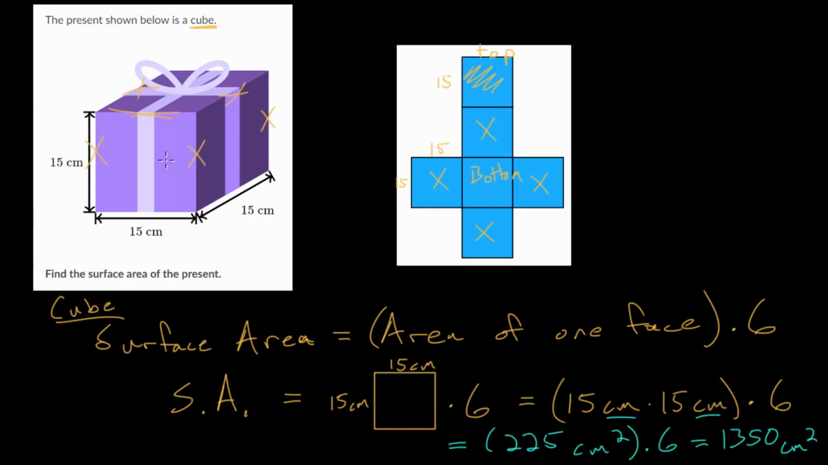So if you needed to know how much material you needed to construct this box, how much area of cardboard, let's say, you need to actually make the box, then you can answer that question now. You would need 1,350 square centimeters of cardboard to actually make this box here.